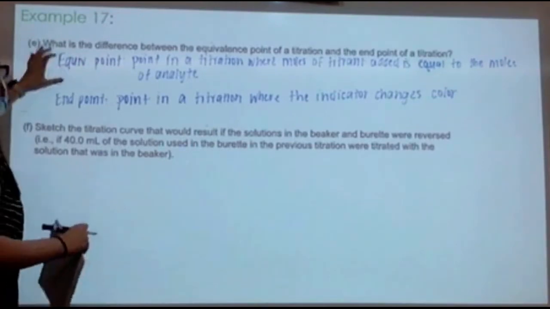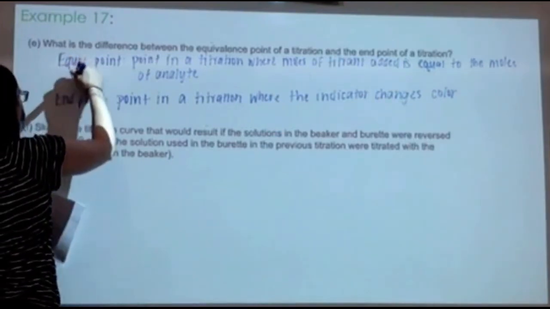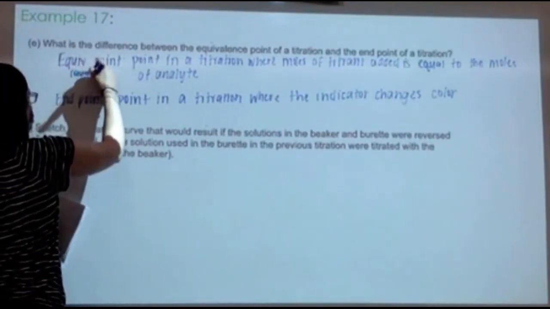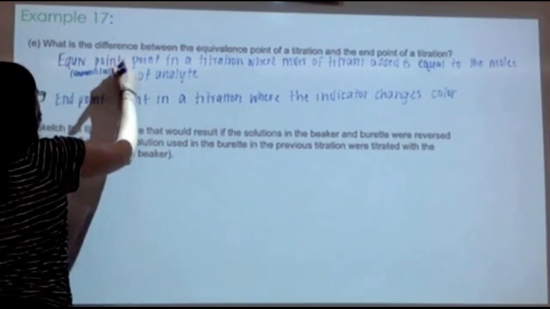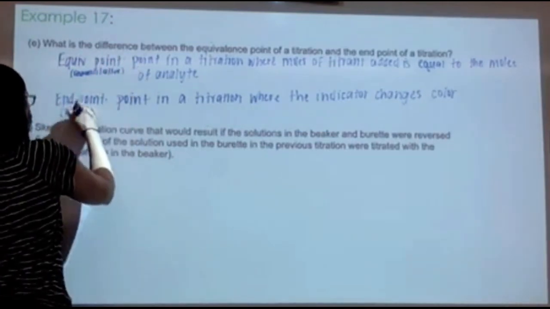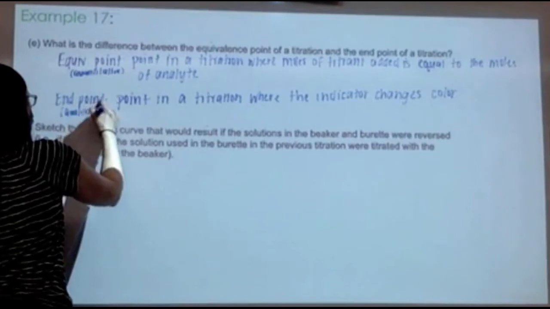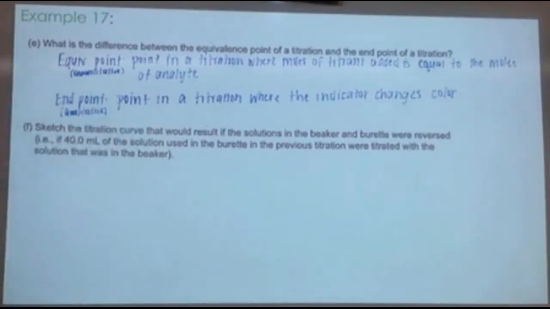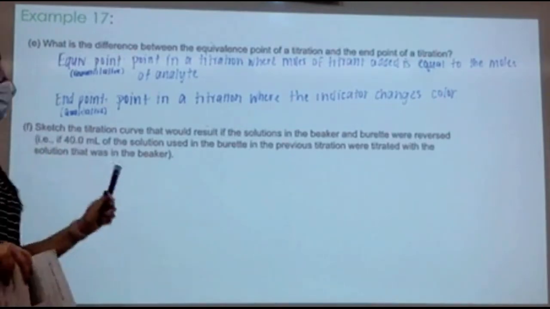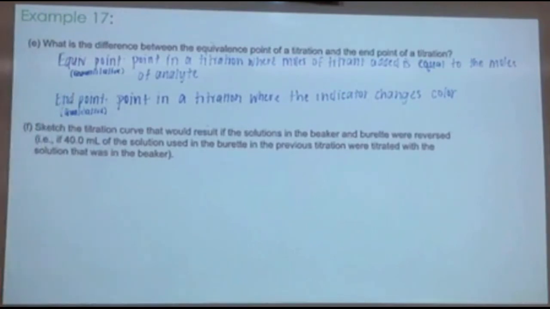But equivalence point, we can think about this. Equivalence point is more quantitative. End point is more qualitative. A lot of times, chemists will use the end point to just determine about the volume of titrant needed, and then they will go back and they will use that information to actually do a more precise titration in which they find the equivalence point.